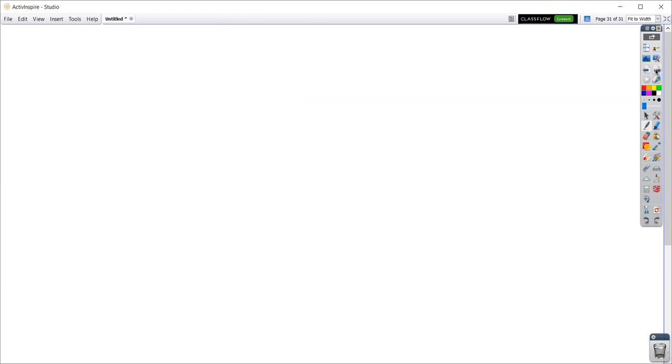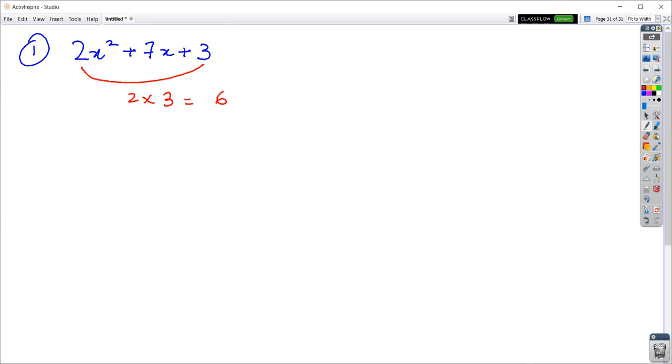To begin with the first example, which is 2x squared plus 7x plus 3. The first thing we're going to do is multiply the first and the last term together. So the first term is 2 and the last term is plus 3. When you do 2 times 3, you'll get 6. Now we're going to write down the multiples of 6, keeping in mind that using those multiples, we need to get our middle term, which is plus 7.